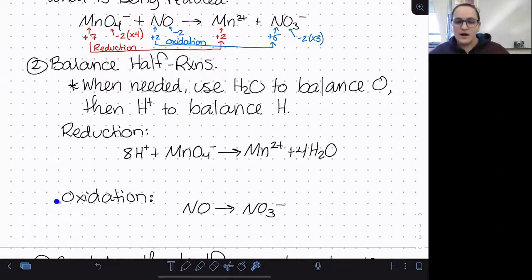I can move on to the oxidation reaction, where we'll need to do the same thing. So why don't you pause here for a moment and try to balance the oxidation half reaction for mass. So use water first to balance for oxygen, and then use hydrogen ions H+ second to balance for hydrogen.